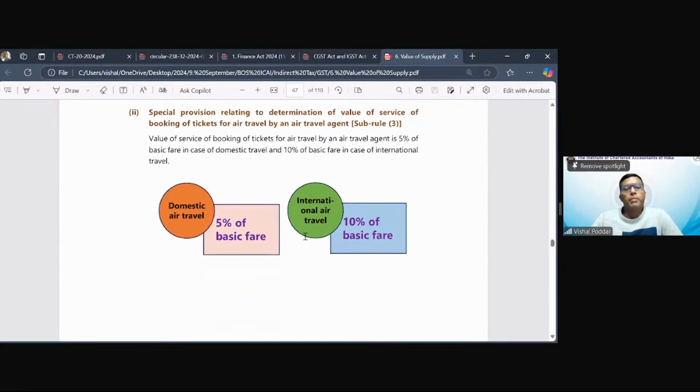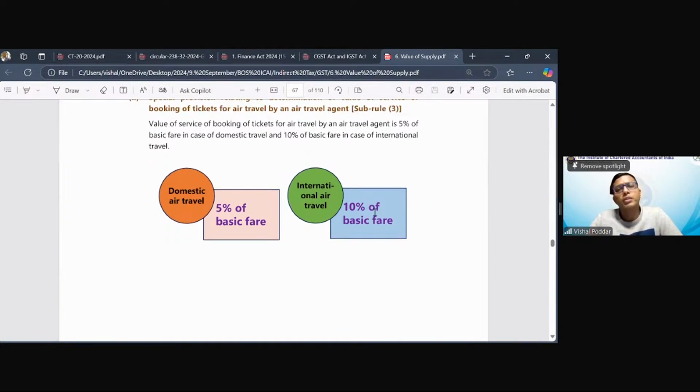Now, next comes the service of the air travel agent. Now see, when an air travel agent books your ticket, the agent is providing you this service of booking the ticket for you, determining which flight will be better, giving you the best combination of flights. In such a case, what will be the value for his service of doing this online booking, or whatever booking you say? That is 5% of the basic fare if it is domestic and 10% of the basic fare if it is international.